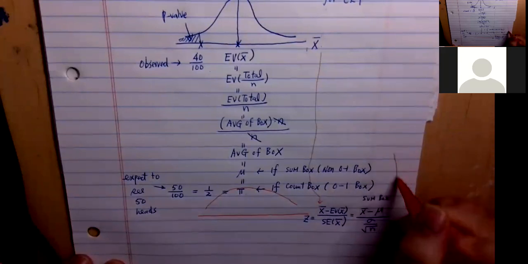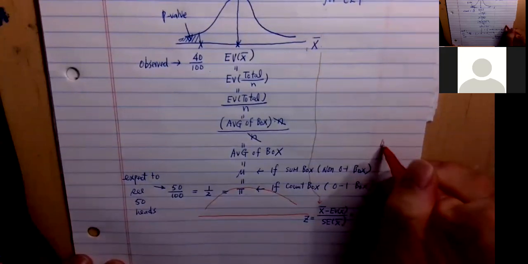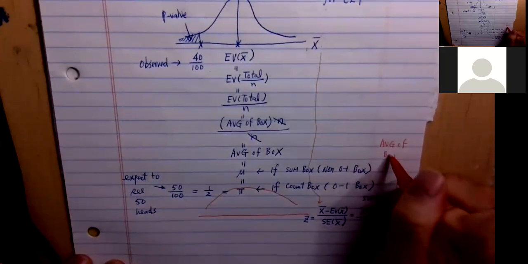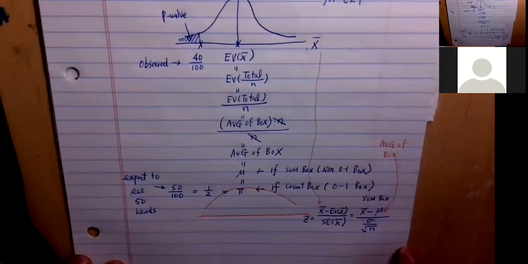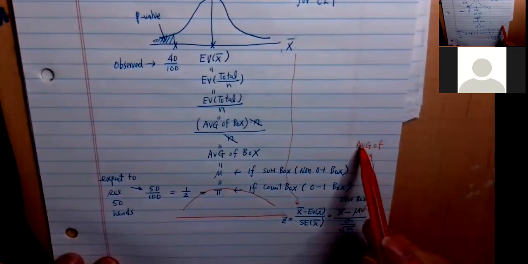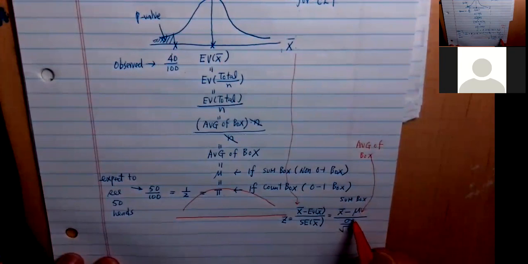Mu is the average of the box, average of the sum box. Sorry, can't see. How about now? Yeah, better. Average of the box. And what's sigma? Sigma is the standard deviation of the box.